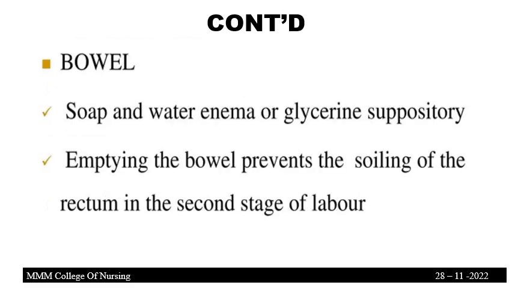Next is the bowel. Here soap and water enema should be given. So we don't want feces to come during the second stage of labor when the mother is bearing down. The mother will say that she feels like defecating. It is nothing but the head hitting onto the rectum and bulging out. So at that time she is allowed to bear down. We should encourage the mother to bear down, but at that time we don't want the feces to come out and soil the area of the delivery table and everything. So we always prepare the bowel before the labor. Emptying the bowel prevents the soiling of the rectum in the second stage of labor.